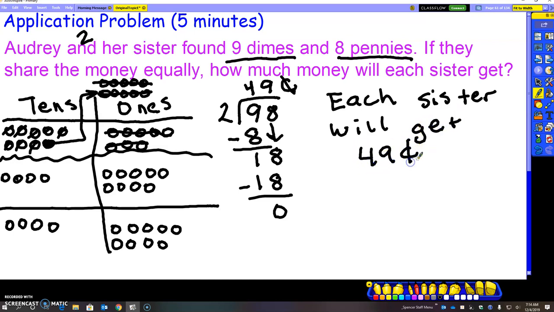Okay, so there was an example of having a remainder in the tens place. Everything we do today is going to have a remainder in the tens place that you're going to have to rename. This is what that renaming looks like. Make sure that you're doing it neatly. Alright, so each sister gets 49 cents. Let's keep going.